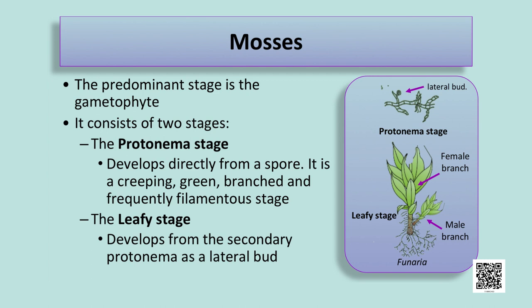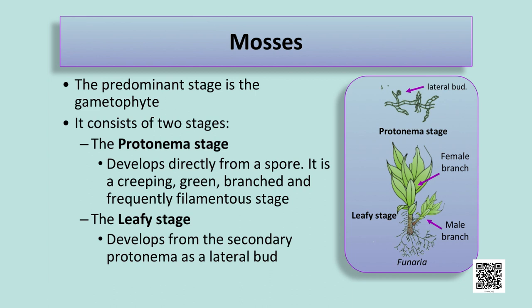Now, let us see how mosses are unique. The predominant stage is gametophyte. This means it is the main plant body. Unlike liverworts, the gametophyte has further two stages. The first stage is the protonema stage. Protonema develops directly from the spore. Remember, in liverworts, there was no protonema stage. It is creeping, green, branched and filamentous stage, just like branched filamentous algae. Some scientists consider that this stage is evidence for the algal ancestors of bryophytes.